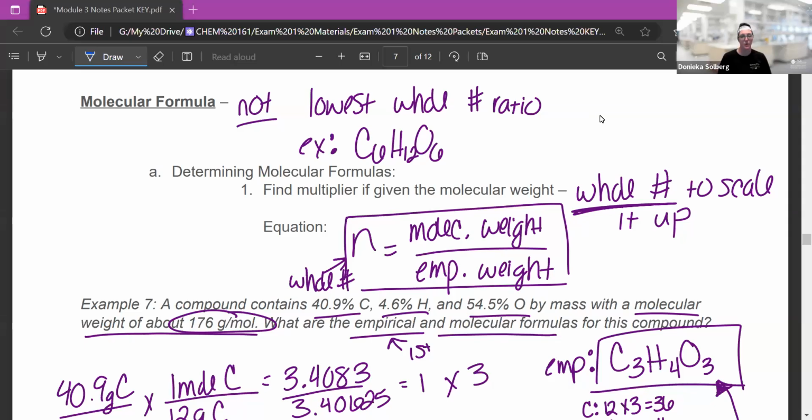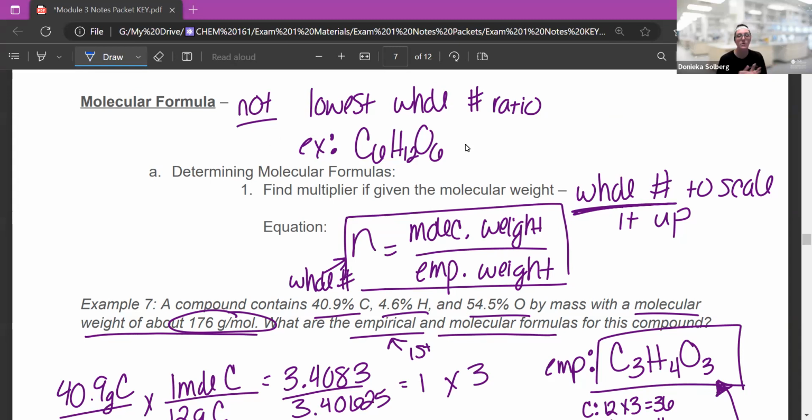Onto molecular formula. When you have the empirical formula of something, for example glucose, whose empirical formula is CH2O, we can, if given other data, find the molecular formula. The molecular formula is not the lowest whole number ratio. It is what the molecule actually looks like. So an actual molecule of glucose has 6 carbons, 12 hydrogens, and 6 oxygens.